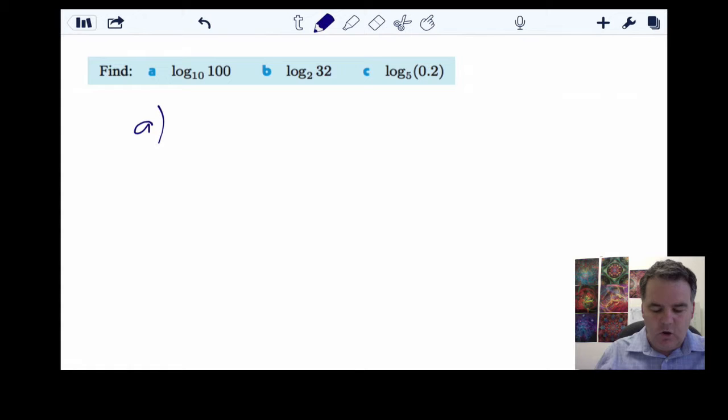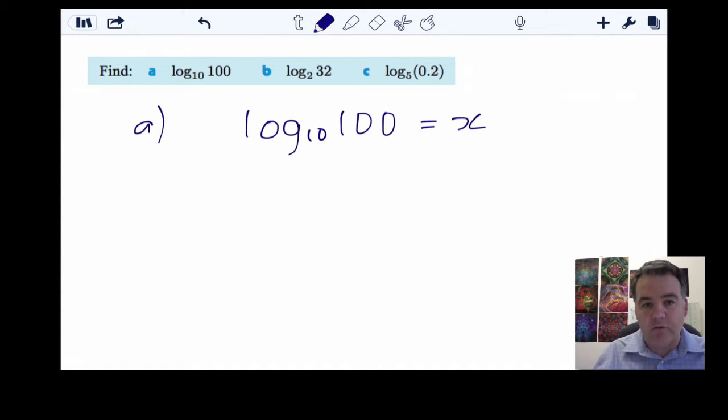In this page here, log base 10 of 100. So let's say log base 10, 100 equals x. That's what we want to know. So converting that to an index statement, 10 to the power of x equals 100. And then we can clearly see that x is equal to 2.